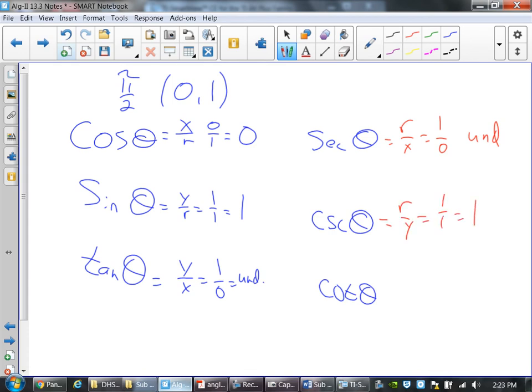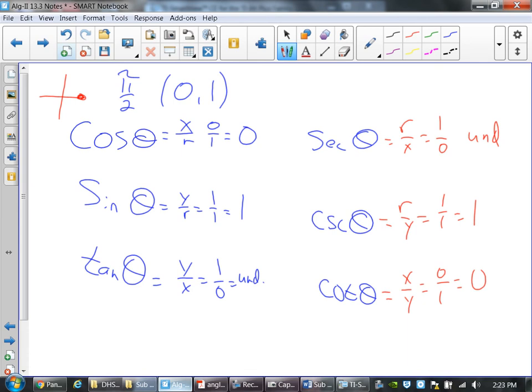The reciprocal of undefined is 0. Quadrantals allow you to do that. How did you find the radius? The radius of the unit circle is 1, all the time. That's why we call it the unit.